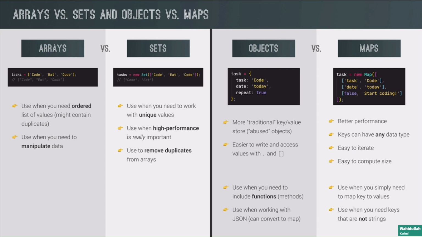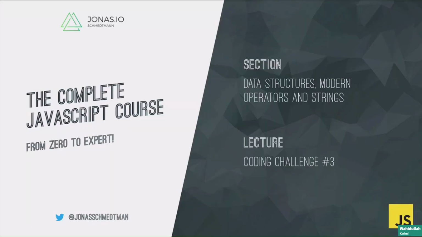Also, when working with JSON data, as we saw in the previous slide, you will probably be using objects for that as well, unless you then want to convert the objects to maps. But that's usually not something that we do. So, in fact, we still use objects all the time, but maps are also a very important data structure right now, and way more important than sets. Great, and with that, we wrap up this overview. And now it's time for coding challenge number 3.